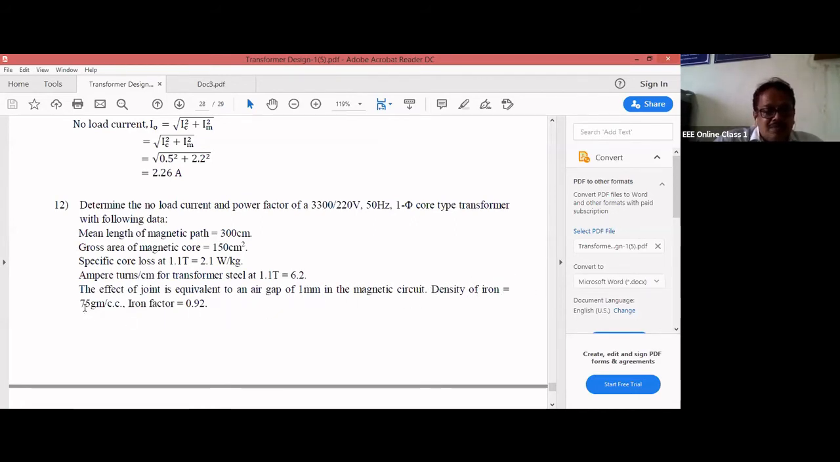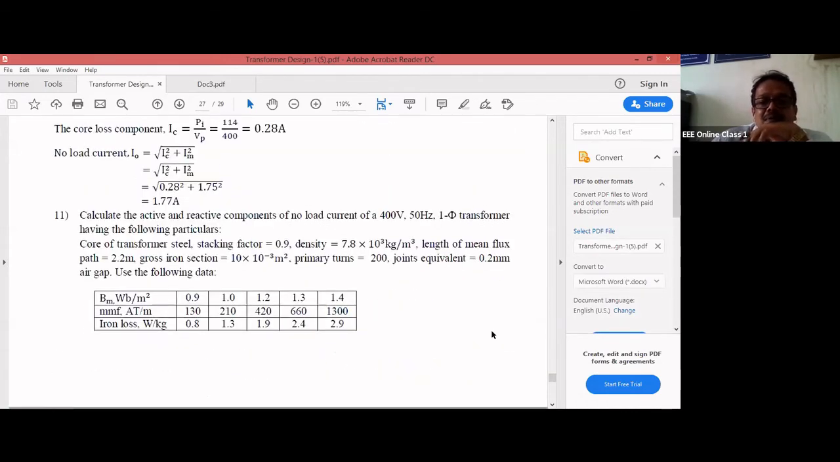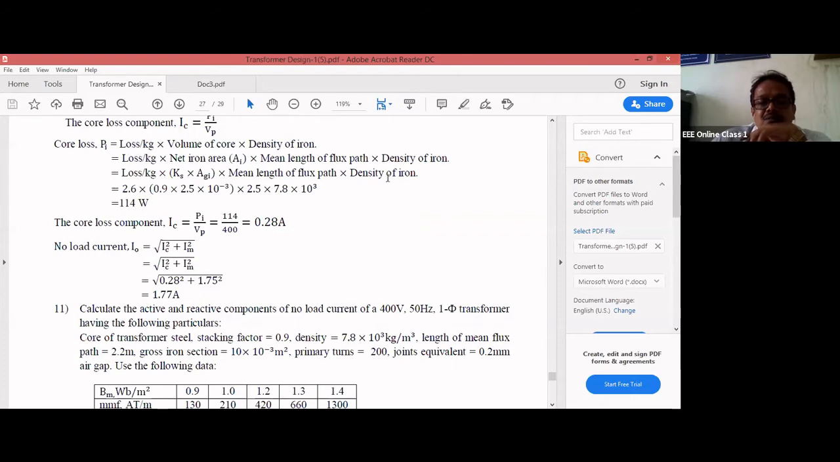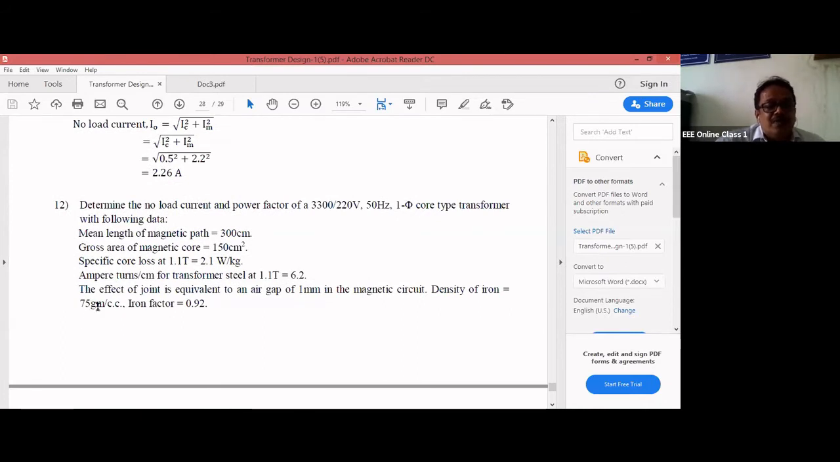Density of iron, here 7.5 gram per cc. Cc represents cubic centimeter. This should be converted to kg per meter cube. Indirectly they have given it in terms of gram per cubic centimeter, so you have to convert gram into kg, and cubic centimeter into meter cube. Iron factor is equal to 0.9.